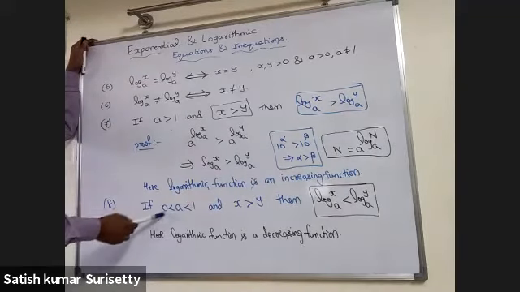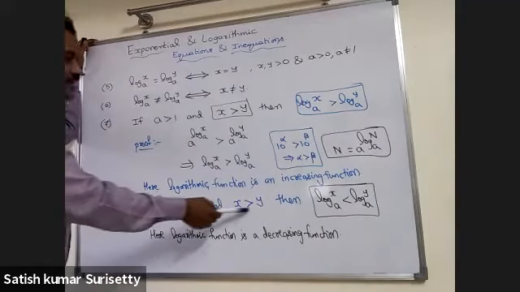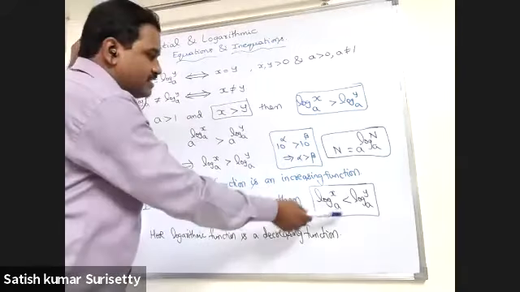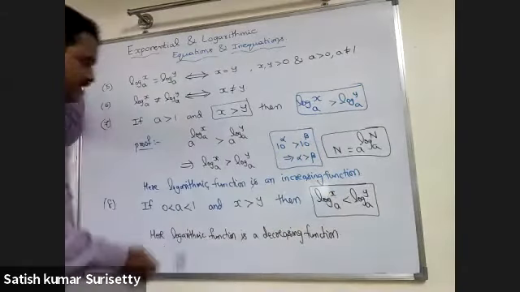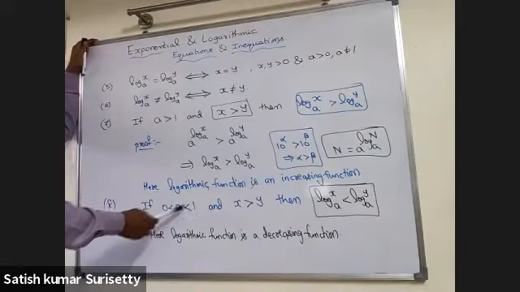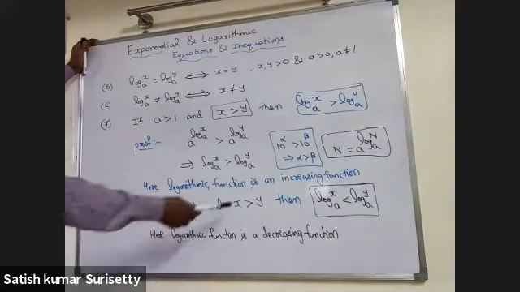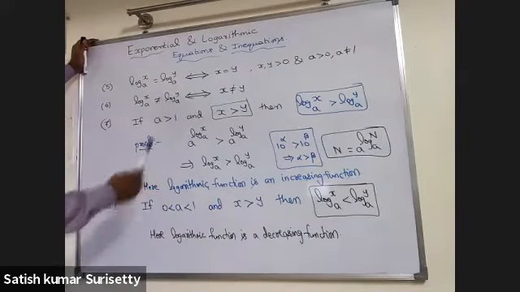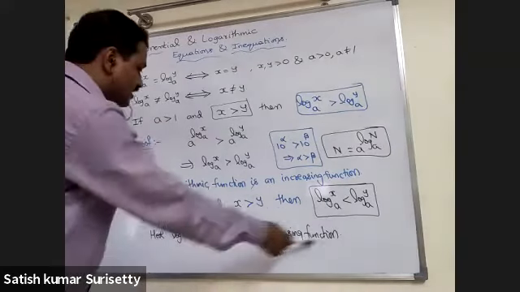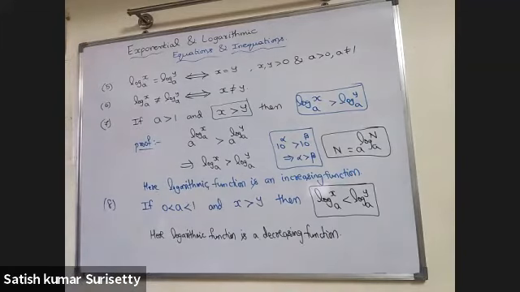If the base lies between 0 and 1 and x is greater than y, then log x base a will be less than log y base a. That is, whenever the base is less than 1 and greater than 0, the inequality will get changed. This can be proved again in the same manner as the previous. So here we call the logarithmic function a decreasing function.